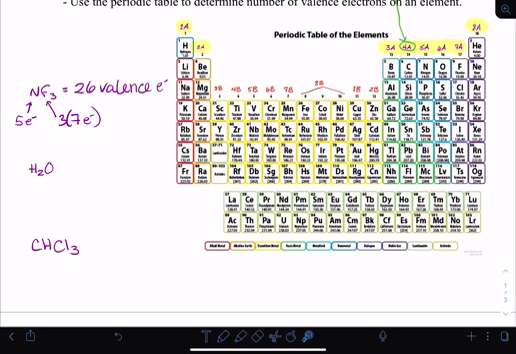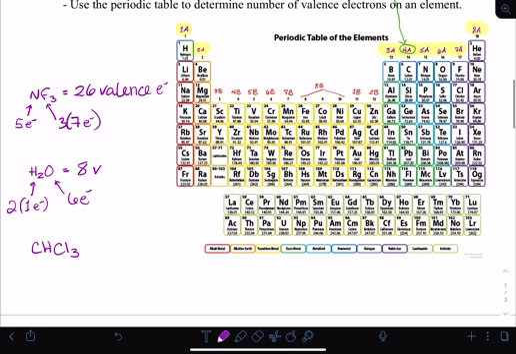So for these 2 examples, first up we have H2O. Hydrogen is in group 1, so each hydrogen atom has 1 valence electron, and there are 2 hydrogen atoms. Oxygen is over here in group 6, so it has 6 valence electrons. So 2 times 1 is 2, plus 6 is 8. So water has 8 valence electrons.